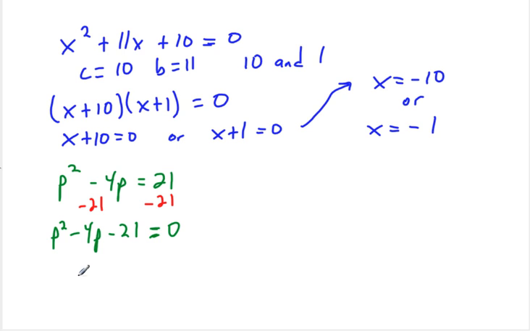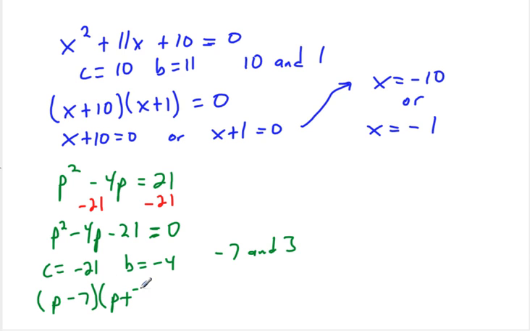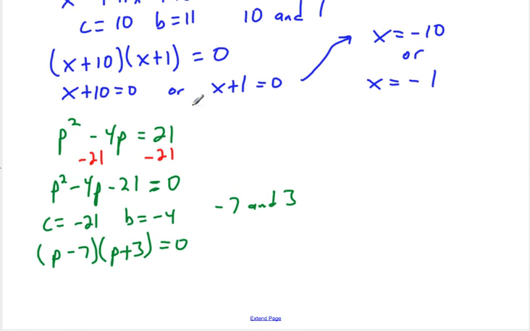So we need factors of c that add to b. Let's see, 7 and 3 looks like they're going to work, so it's going to be negative 7 and positive 3. So now we know that p minus 7 times p plus 3 equals 0. Now the zero product property is in effect, so if we solve each of these for 0, we know that p minus 7 equals 0 or p plus 3 equals 0.